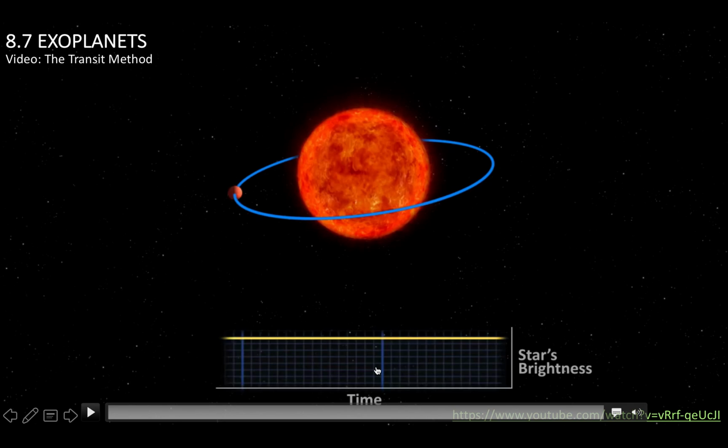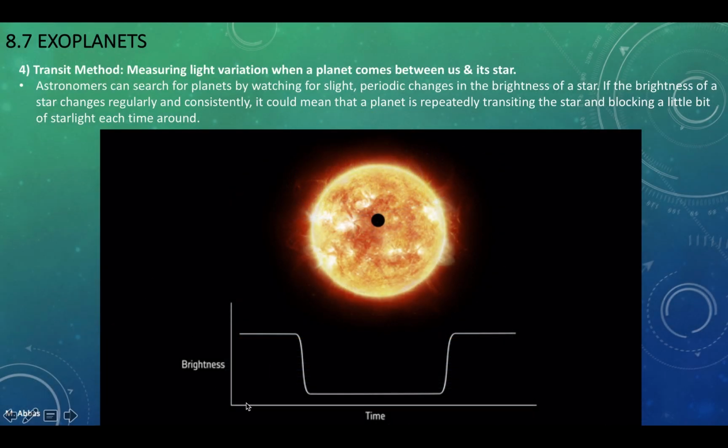For us to apply this method, we make something called a light curve. Meaning we draw this thing here. I'll go back. So we draw time on the x-axis, brightness of the star on the y-axis. If nothing is between me and the star, I see a straight line. It means the light coming from that star is constant, it's not changing. Now, as the planet comes between me and that star, meaning from here to here, this is what happens.